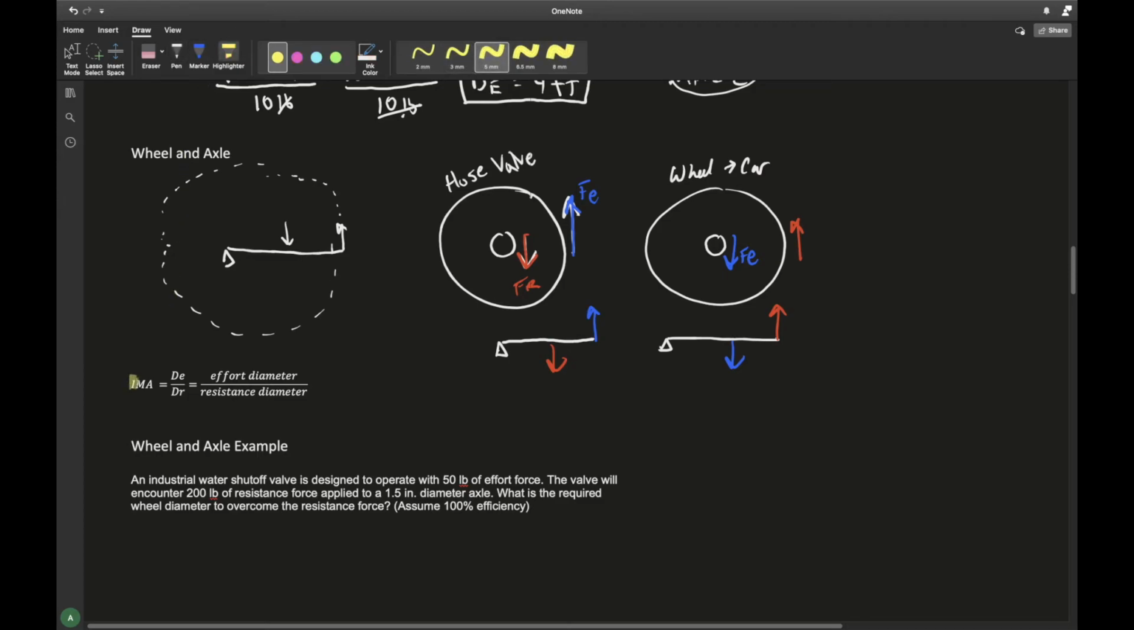So to calculate the IMA of a wheel and axle, it is dE over dR again, but that could be simplified to be the effort diameter over the resistance diameter. This comes from the fact that the effort distance truly is the circumference, which is pi times diameter. And same thing here, it's going to be pi times diameter of the resistance. And so you can see that the pi's are going to cancel out in this scenario, leaving you with just the diameters left, which is where I have it here. So you can just think of it as effort diameter over the resistance diameter, and you'll be good to go.